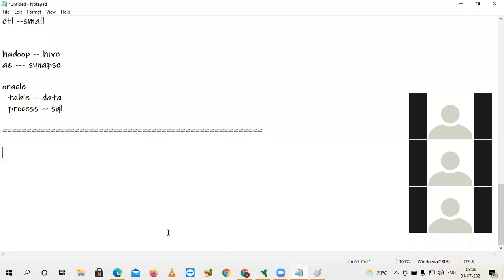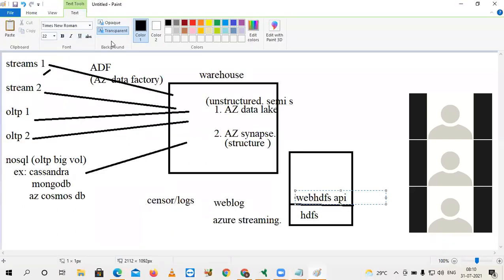Sriram, at this stage, can you quickly draw a diagram representation of where we should go for Synapse and where we should go for ADF? So ADF is the ETL, fine. In the warehouse, for structured data, we should go for Synapse. For unstructured data, we should go for the data lake, right? And again, we should connect the visualization tools, like Tableau, Power BI, anything is supported.